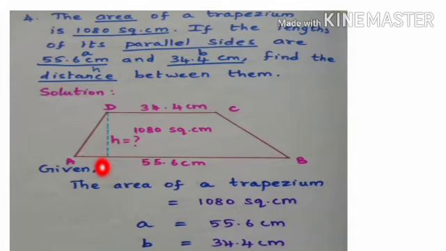So first, what we have to do? First we have to draw the trapezium and mark the values given in the problem and write down the given values. That is, the area of the trapezium is 1080 square centimeter and the values of a and b are 55.6 centimeter and 34.4 centimeter. Now our aim is to find the value of h.